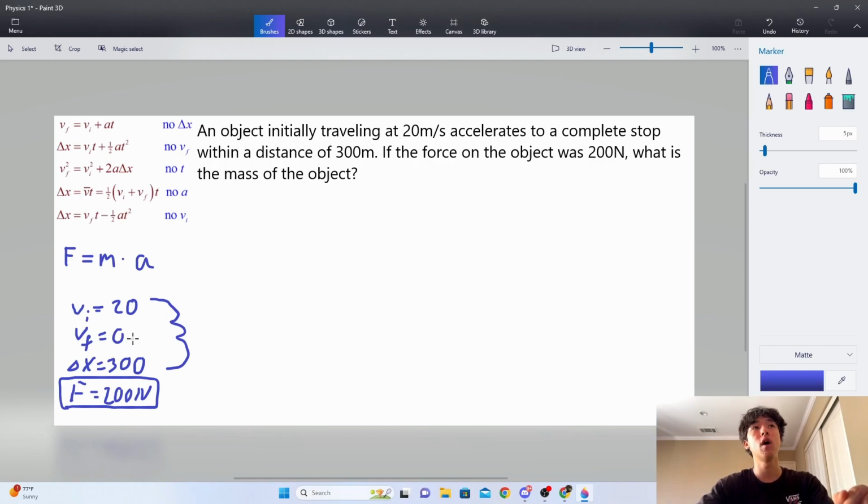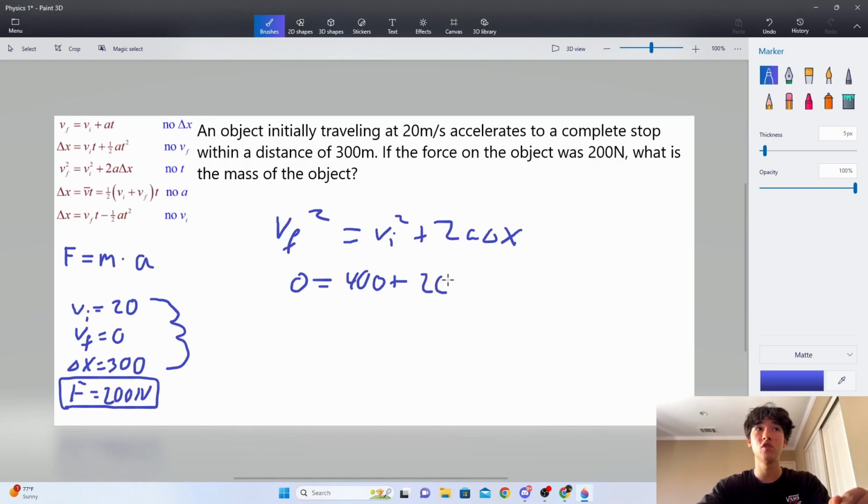What do we not have? Well, we don't have time. So let's just do final velocity squared is equal to initial velocity squared plus 2 times acceleration times the distance. So 0 squared is just 0. 20 squared is going to be 400 plus 2, we do not have our acceleration, and then this is going to be 300. So this is right here, 600A. Let's subtract 600A and bring it onto the other side, right? So now we have negative 600A is equal to 400.